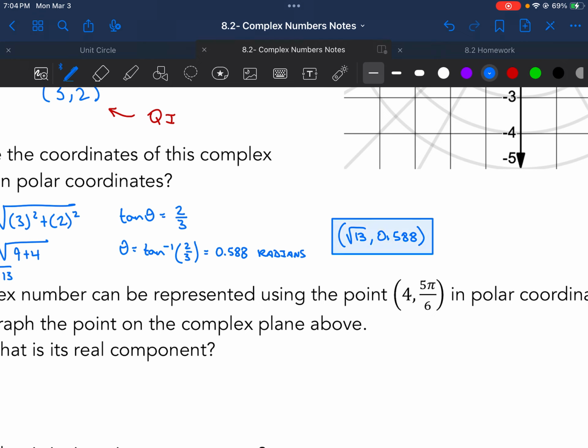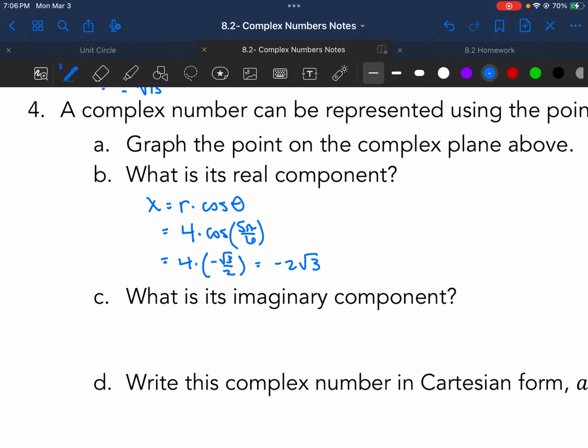Here our r is 4 times the cosine of 5 pi over 6. There's our theta. That's going to be 4 times negative square root of 3 over 2. Here's like a 4 over 1, so the 4 and the 2 reduce. We're going to get negative 2 root 3. All right, so there's our real component.